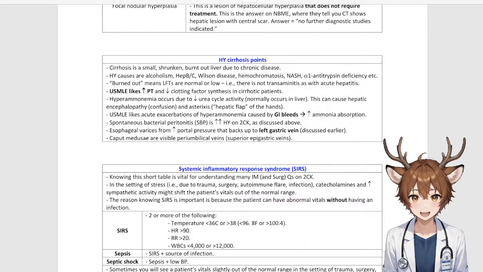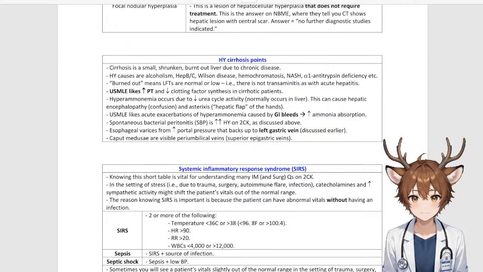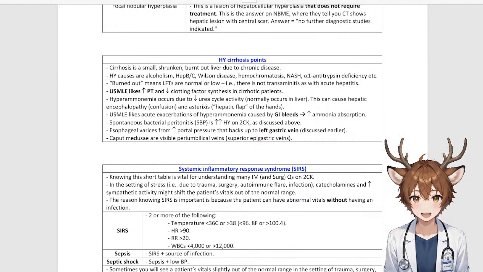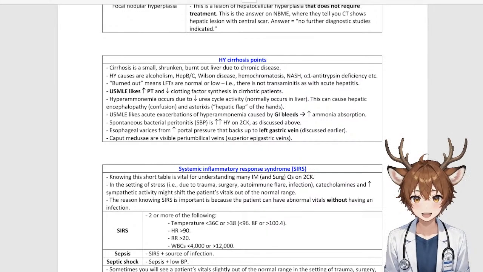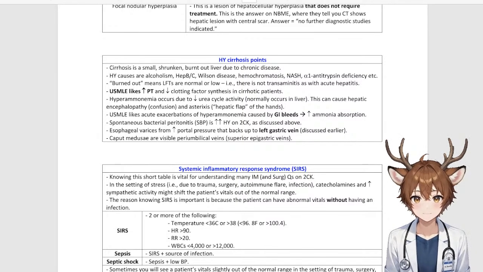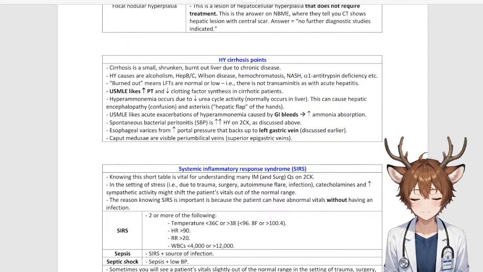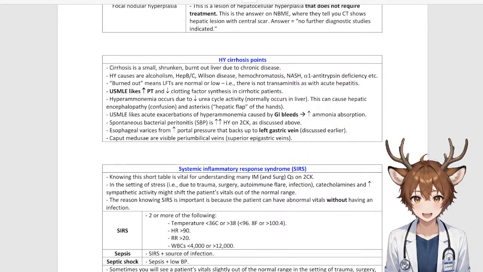Cirrhosis is a small, shrunken, burnt-out liver due to chronic disease. High yield causes are alcoholism, Hep B/Hep C, Wilson's disease, hemochromatosis, NASH, alpha-1 antitrypsin deficiency, etc. Burned out means LFTs are normal or low. That is to say, there is not transaminitis as with acute hepatitis.